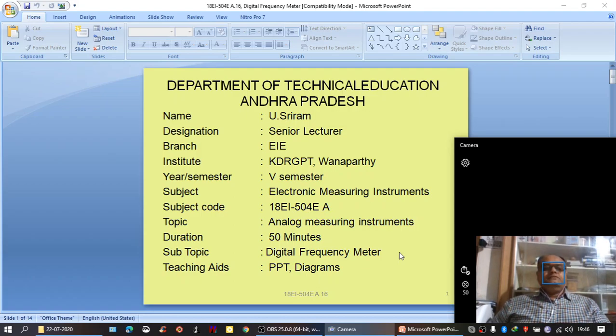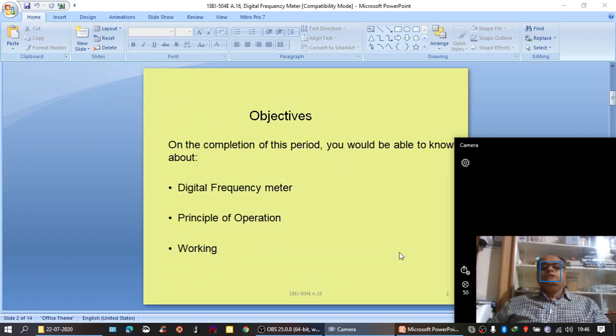In today's class, I'm going to explain about a digital frequency meter. We will study about digital frequency meter. What is a digital frequency meter? What is its principle of operation and what is the working of digital frequency meter? How it will be used for measuring the unknown frequencies.